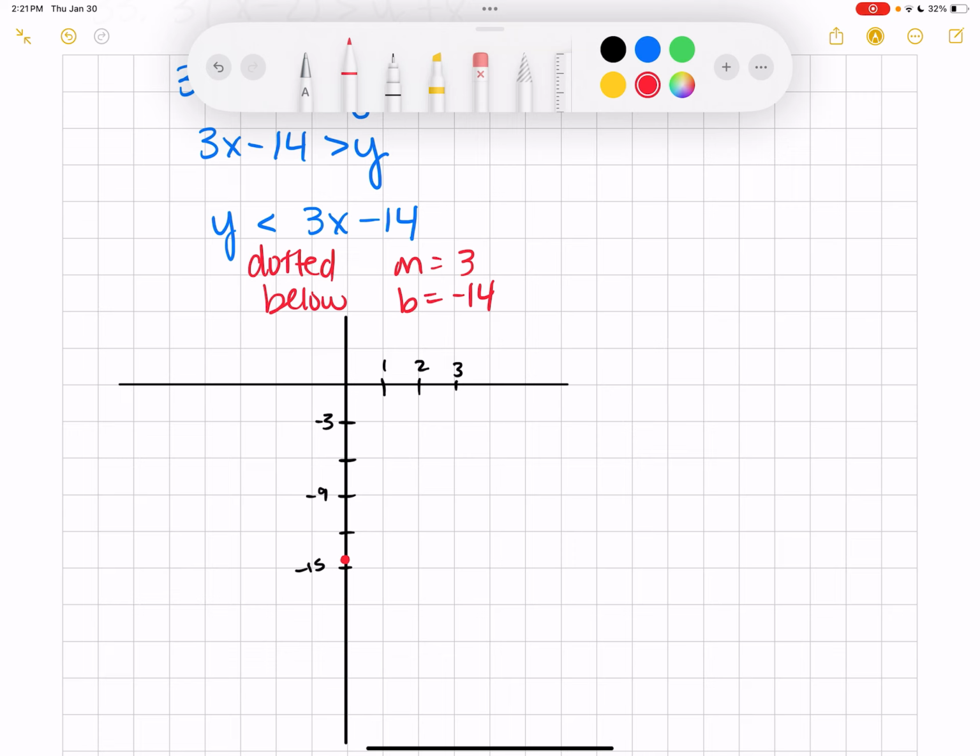My blue one. You don't have to check it. If you want to, you can.